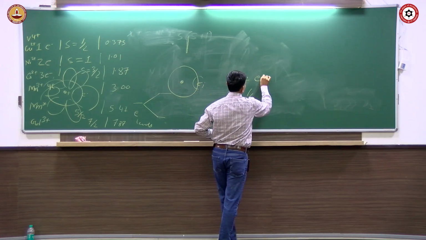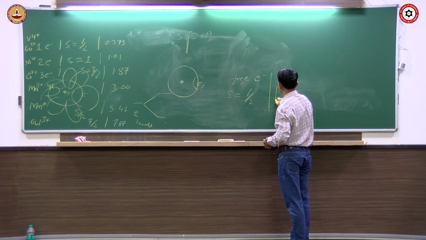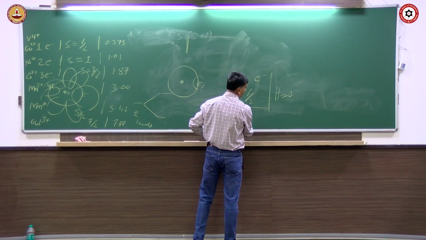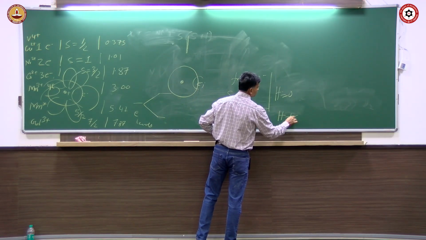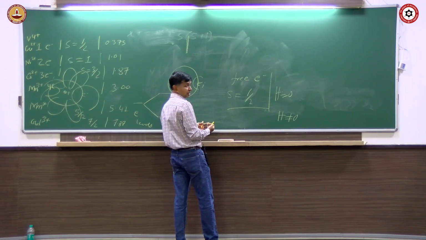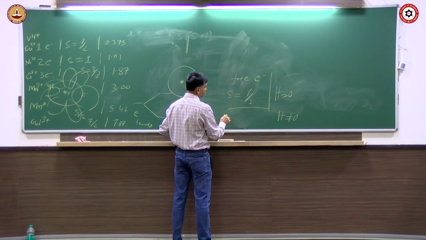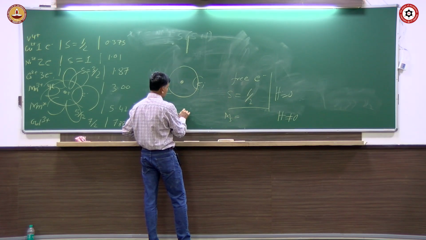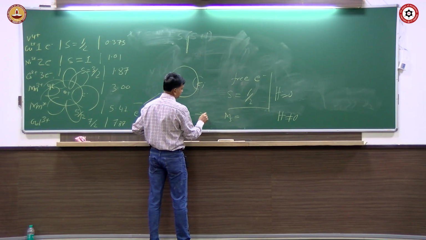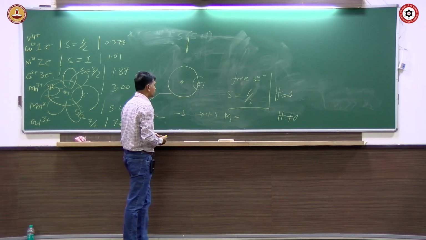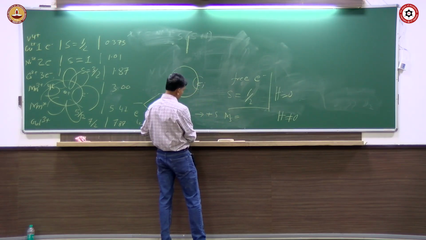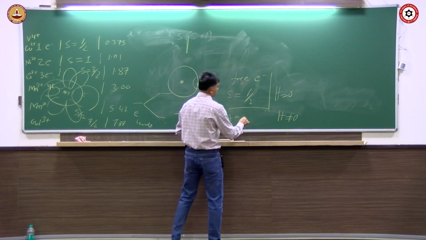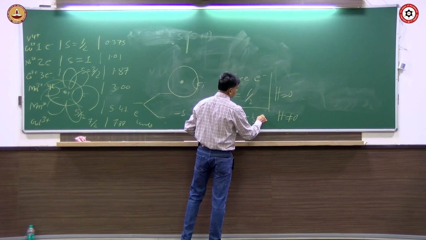For a free electron, the moment you apply no field, B is equal to 0. The moment you apply a magnetic field, B non-zero, S is split into two MS states. The MS states go from minus S to plus S, always in steps of 1. So for S equal to half it will become minus half and plus half.